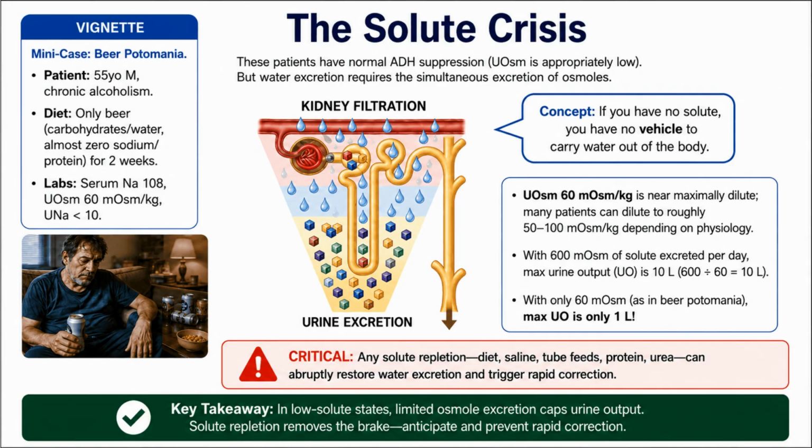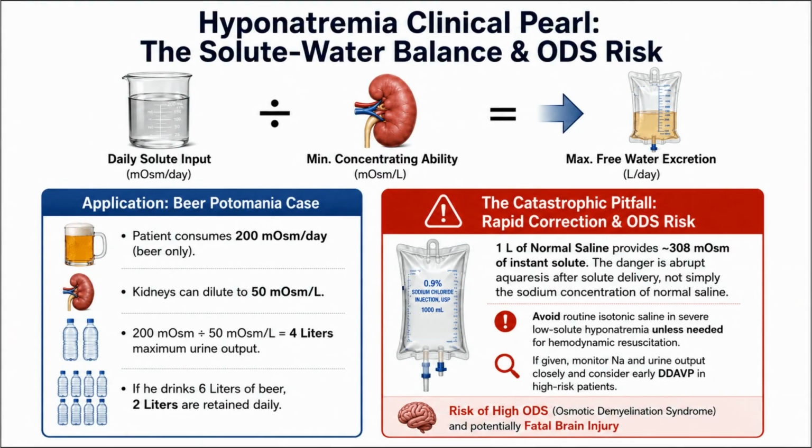The dangerous moment is treatment. Food, saline, protein, tube feeds, or urea can abruptly restore solute excretion and trigger a water diuresis. The sodium may autocorrect fast. That is why low solute hyponatremia requires anticipation, not reflexive saline. This slide turns the solute concept into a safety warning.